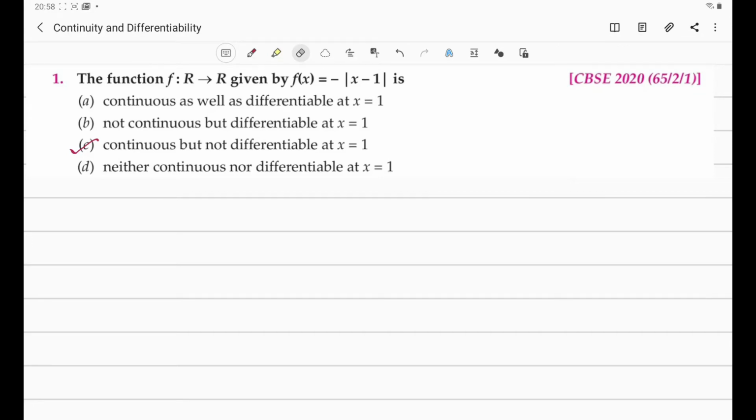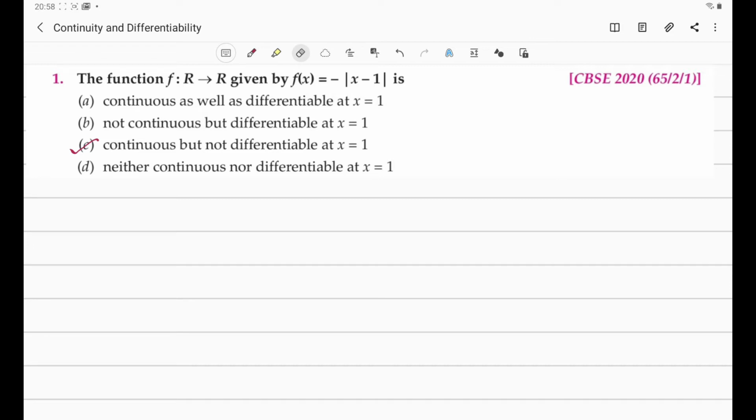Hi everyone, in this session we will discuss the multiple choice questions from continuity and differentiability. Question number 1, the function f mapping from R to R given by f of x is equal to minus of modulus of x minus 1 is. You are given the 4 options and we have to choose the right option.